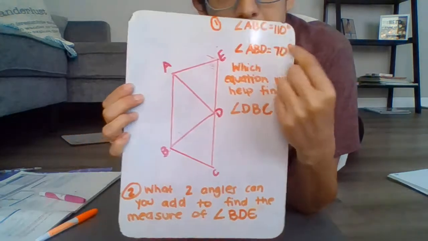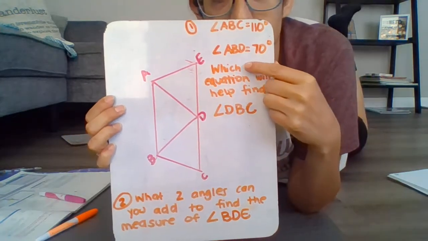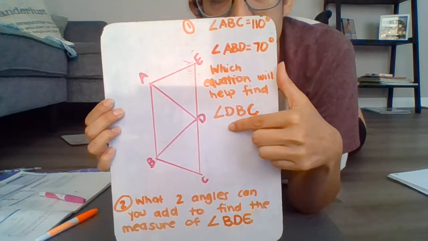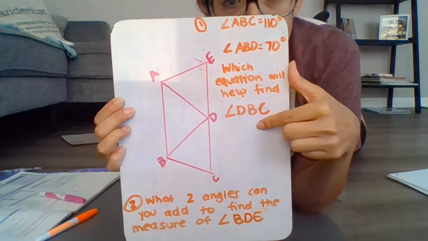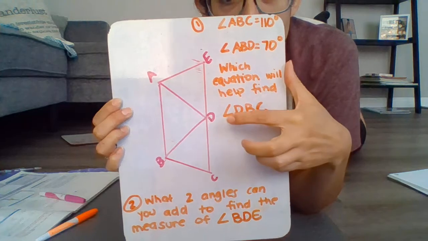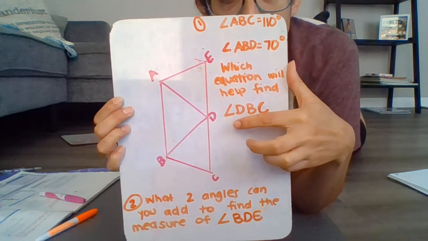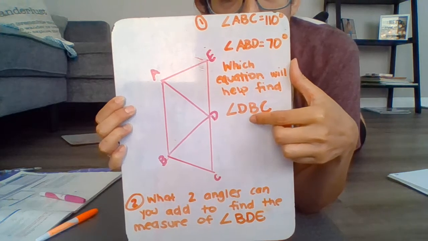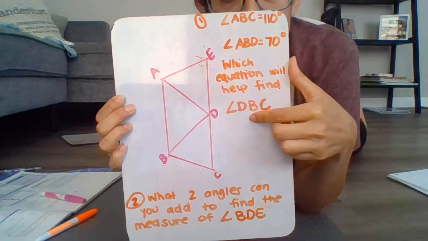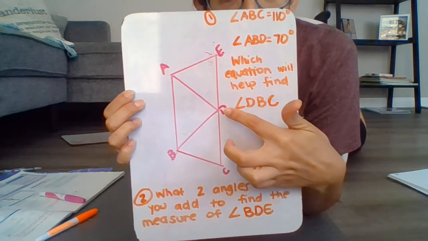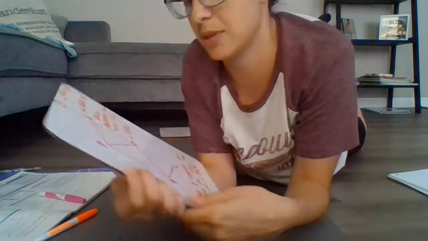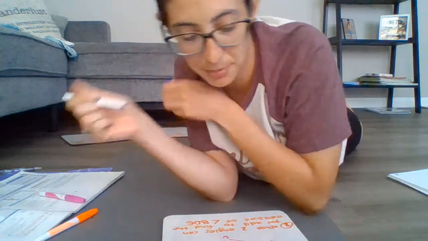All right, so here is your question. Which equation will help find DBC? Okay, so which equation will help find angle DBC? So remember, the middle letter is your vertex. So we need to find D, B, C. So I'm going to highlight that. Hopefully I don't mess up.